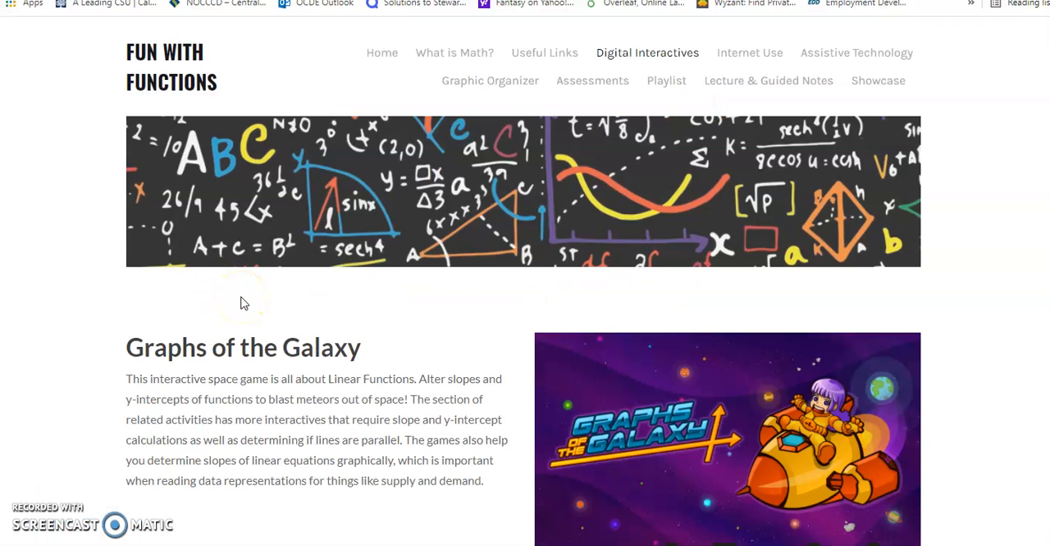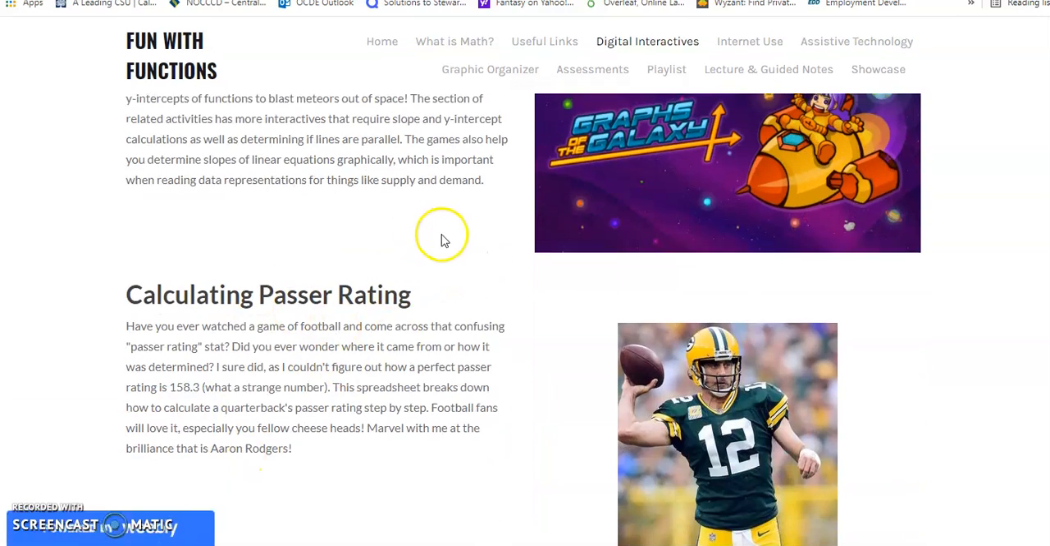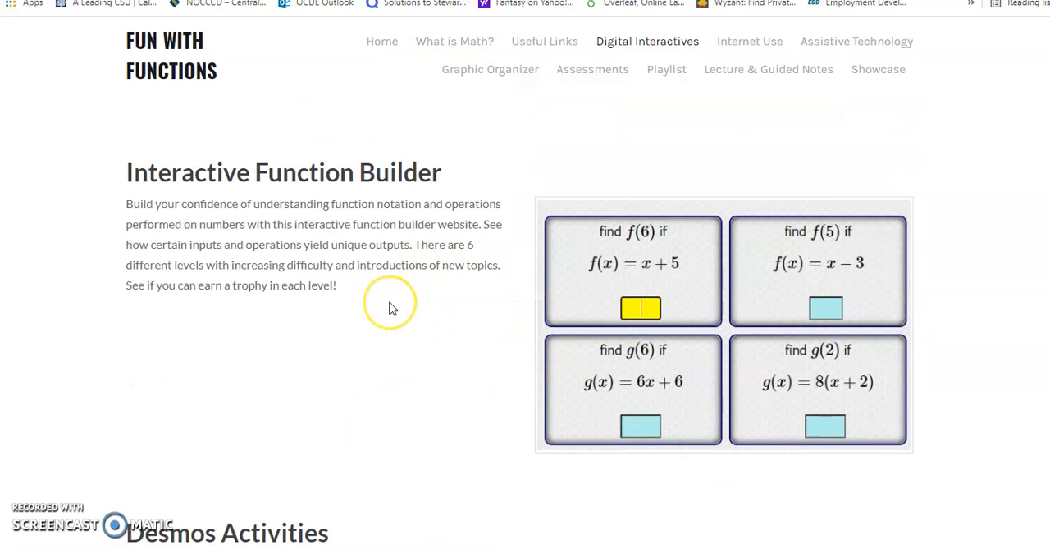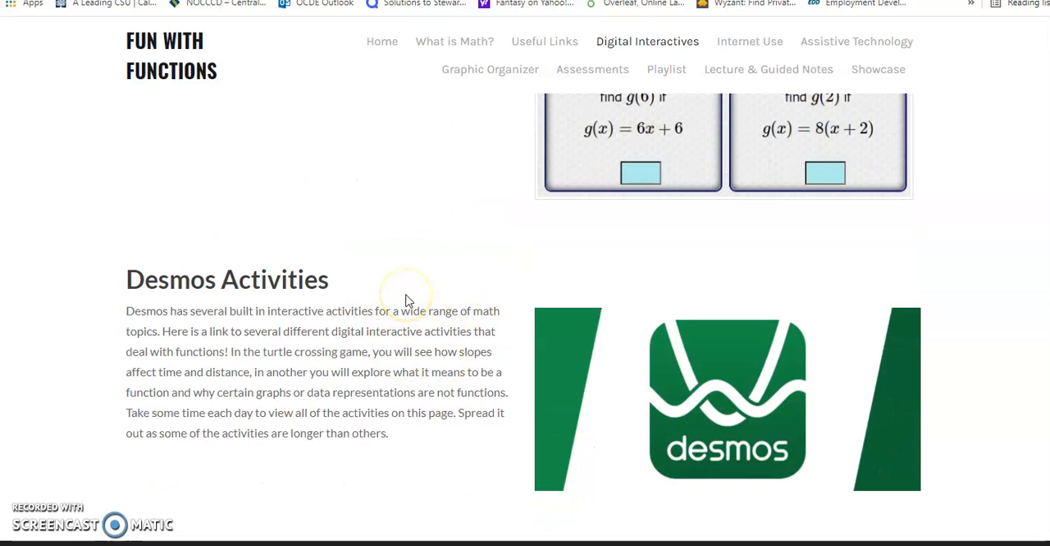I had some issues finding good digital interactives, but ultimately came up with these. Graphs of the Galaxy is a game that introduces slopes and y-intercepts. This function builder website has different levels of difficulty building functions or equations. And this Desmos activity looks at the relation between slope and its effect on position and distance.